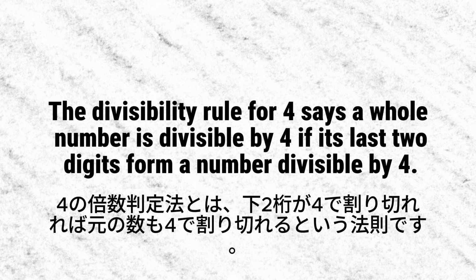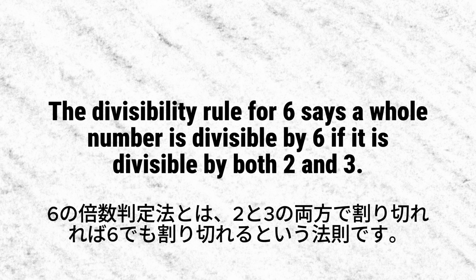The divisibility rule for 4 says a whole number is divisible by 4 if its last two digits form a number divisible by 4. The divisibility rule for 6 says a whole number is divisible by 6 if it is divisible by both 2 and 3.